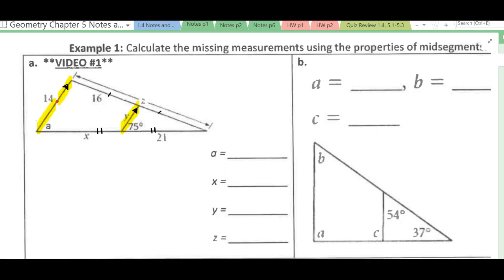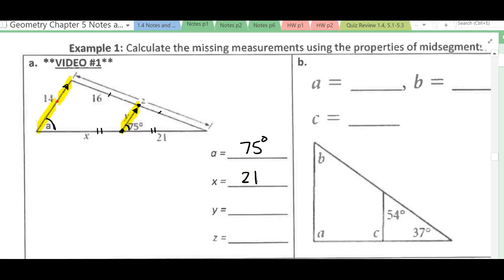Let's start with A. I've got this angle here and angle A over here, and if you recall from our parallel line chapter, these are corresponding angles, and we know that if the lines are parallel, the corresponding angles are congruent. So this is going to be 75 degrees. Alright, and since this is a mid-segment, it connects the midpoint over here and the midpoint over here. So on this bottom side of the triangle, since the right side is 21, the left side is also going to be 21.